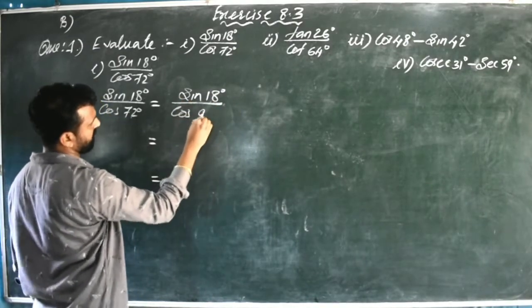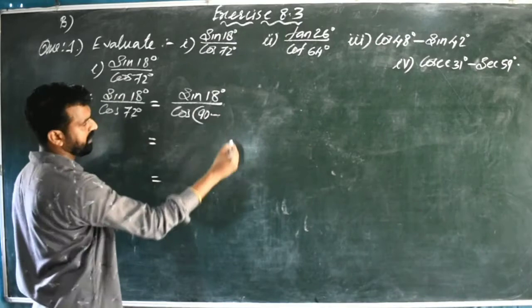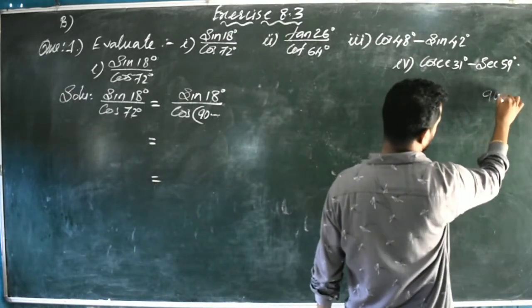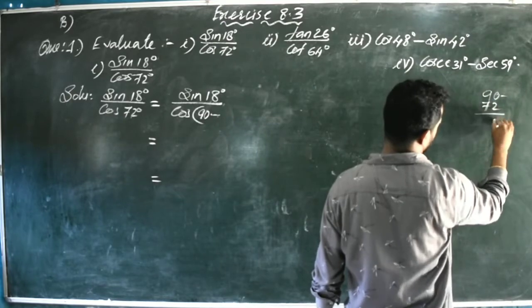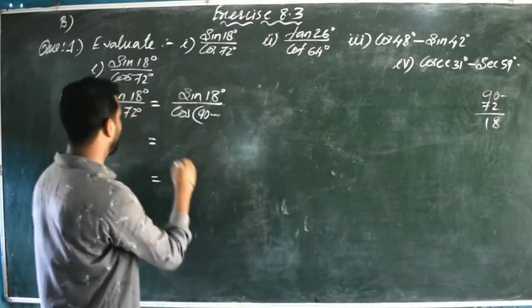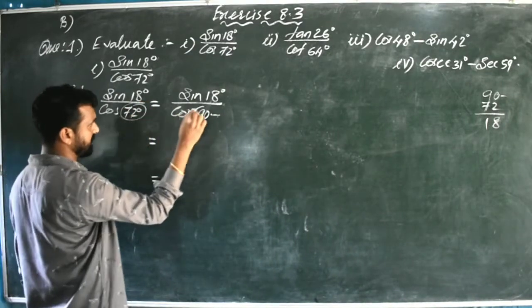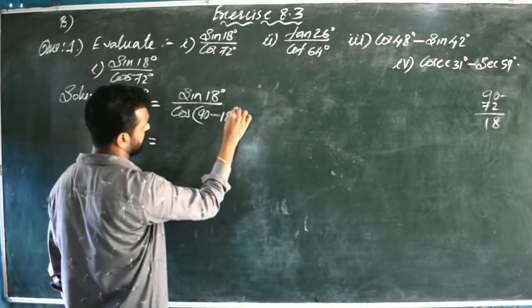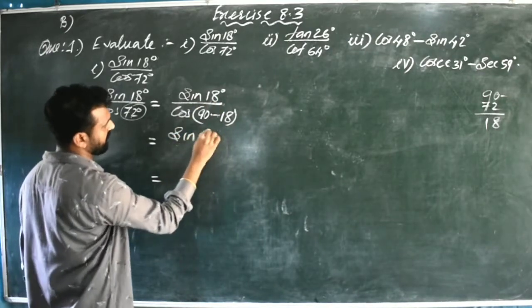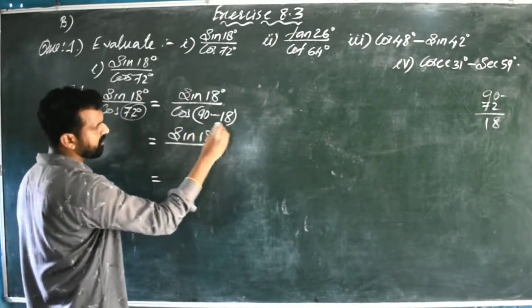We have to write cos 90 minus which number? 90 minus 72, you subtract it and see. 90 minus 72: 10 minus 2, 8. 8 minus 7, 1. 18. So in place of this 72, we write 90 minus 18 degree. Sine 18 degree divided by cos 90 minus theta.